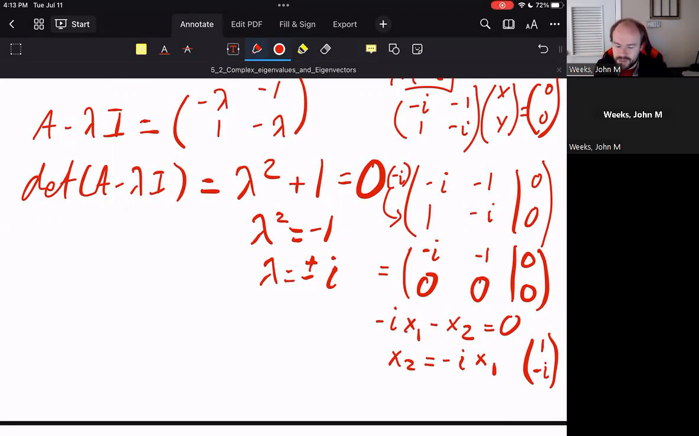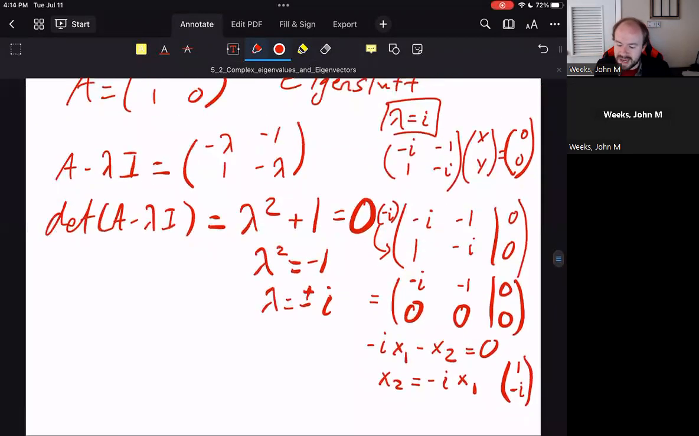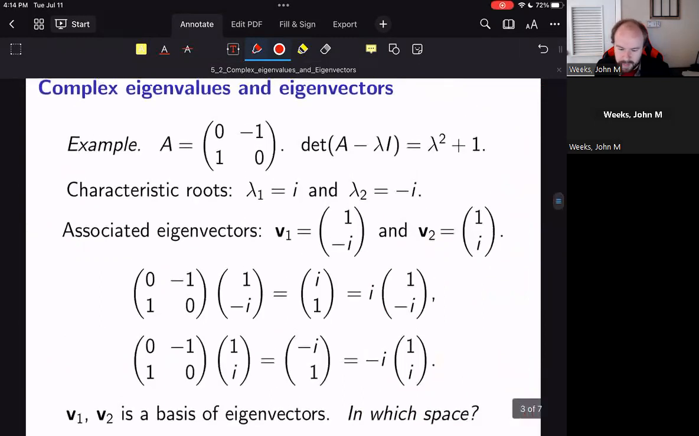And then we could go through and do the same thing, but this time for lambda equals negative i to get our other eigenvector, and then we could write things out that way. Now the question is, does that theorem that we were talking about before still hold, namely I have n distinct roots for an n by n matrix? So I have 2 roots here. Each one has an eigenspace of dimension 1, as we can see from our work up here. We've got associated eigenvectors of this and this for each of our characteristic roots. Is it true still that this is a basis of eigenvectors? The answer is yes, but it's not in the way that you would think.